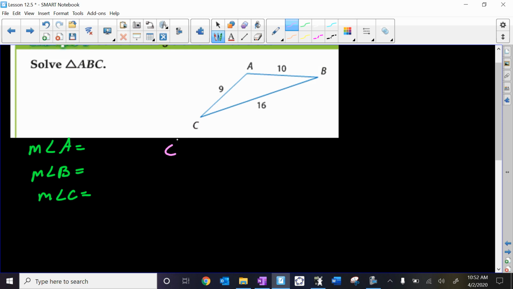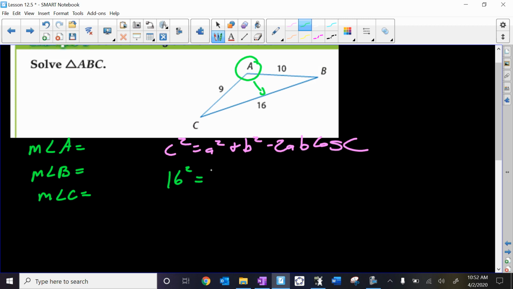Again, we're going to use the law of cosines. So c squared equals a squared plus b squared minus 2ab cosine of c. If I want to solve for angle A, I'm going to pick the side length across, which is 16. 16 squared equals your other two side lengths, 9 squared plus 10 squared minus 2 times 9 times 10 cosine of, I'm going to call it A, since that's the angle that I want.